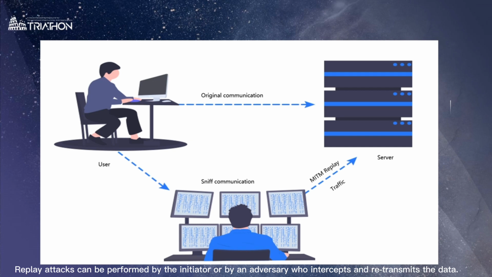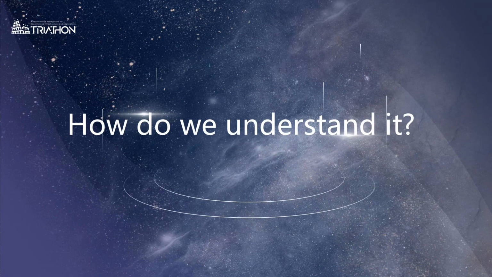Replay attacks can be performed by the initiator or by an adversary who intercepts and retransmits the data. Replay attacks performed by the interceptor are also known as man-in-the-middle attacks. The attacker steals the authentication token by network sniffer and later resends it to the authentication server. Replay attacks can occur in any network communication and are one of the common attacks used by hackers in the computer world.